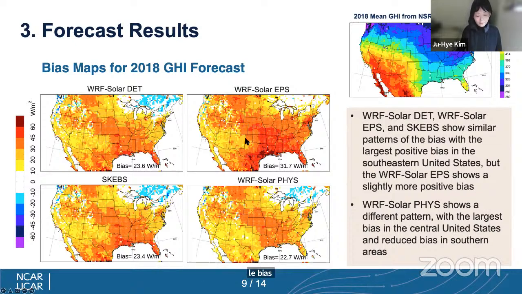Compared to these three, the WRF multi-physics ensemble shows a different pattern with the largest bias in the central United States and reduced bias in the southern area. This is probably because different physics options were used in this experiment.